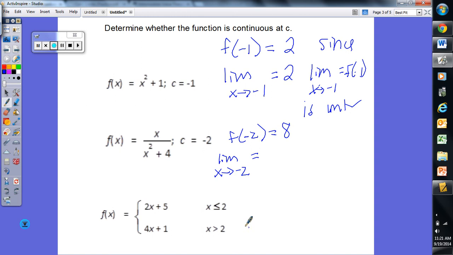So again, I would just plug it in, and it would be negative 2. Oh, sorry, f of negative 2 is not 8. My fault. The denominator is 8, but the numerator is negative 2. So it's negative 2 over 8, which is negative 1/4. The limit as x approaches negative 2 is also negative 1/4. Therefore, it is continuous at x equals negative 2.